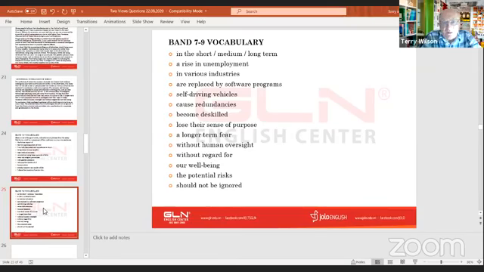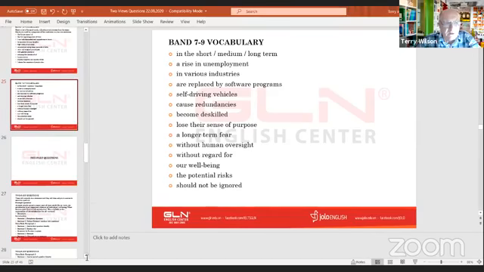The word de-skilled you might not have seen before, or the phrase human oversight. But the rest of it, I'm quite sure that nearly all of you would have seen this vocabulary before. All right, so that's two views essays.